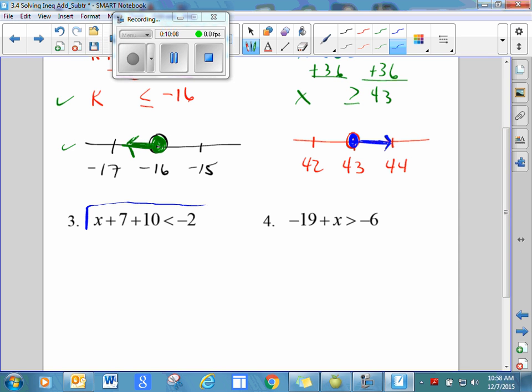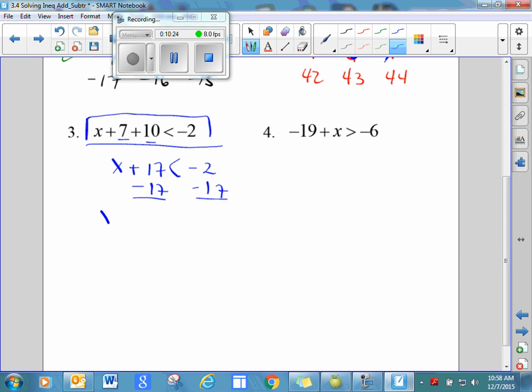Box it up. This one we have to collect our like terms. I see a 7 and a 10. I'm going to write it x plus 17 less than negative 2. Subtract 17 from both sides. We end up with x less than negative 19. So I'm going to draw my number line. My target number is negative 19. In the negative numbers, we've got to go this way, positive 1, which would be negative 18. And in the negative direction, this would be negative 20. You need to put 3 numbers on your graph. You don't have to put any more.